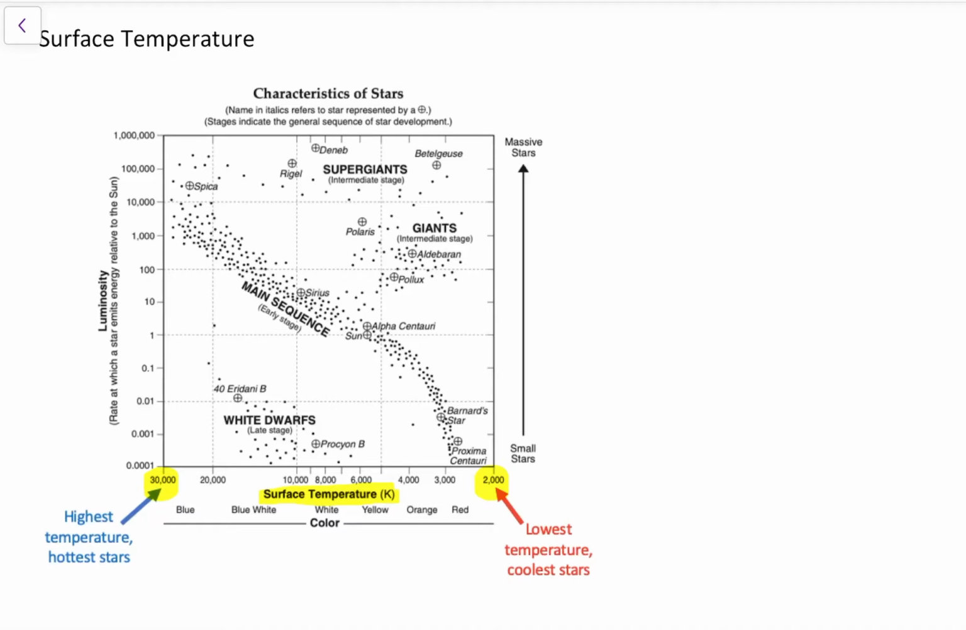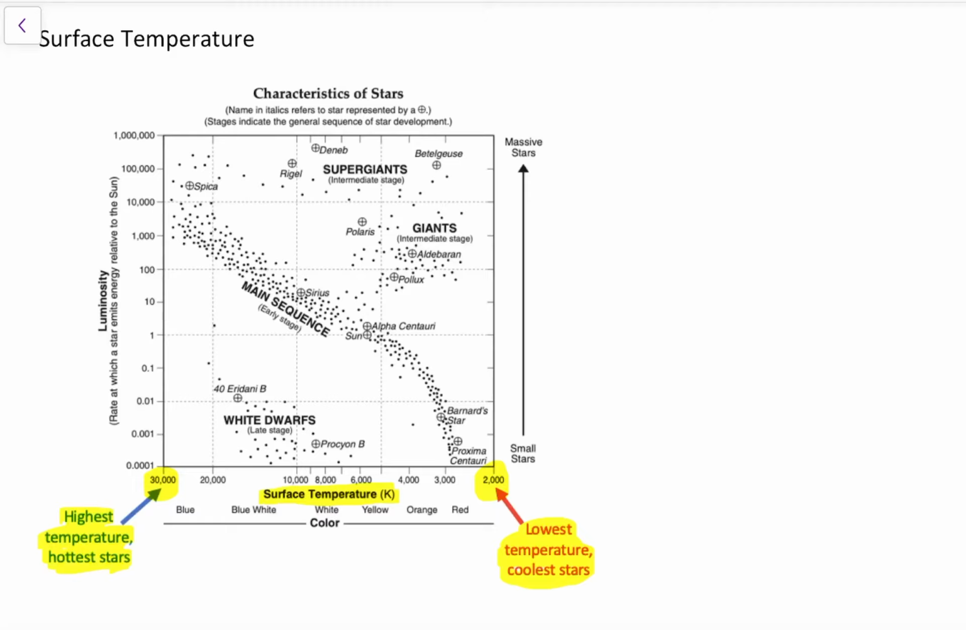So the highest temperature is 30,000 Kelvin. This is the highest temperature stars. The hottest stars are more toward the left side of the diagram. The lowest temperature over on the right side is 2000 degrees Kelvin, or 2000 Kelvin. And these are our lower temperature, cooler stars over here.